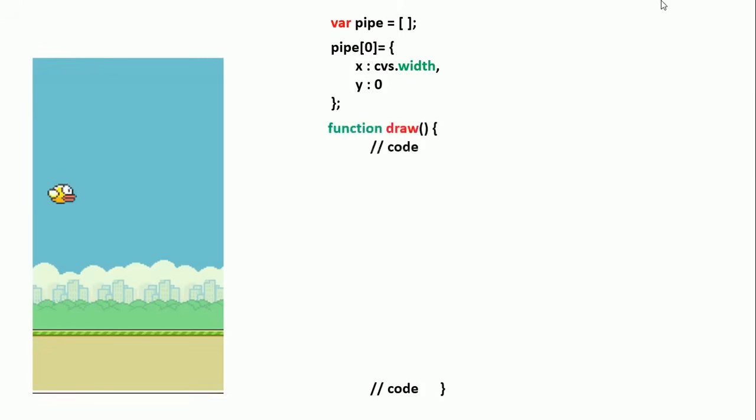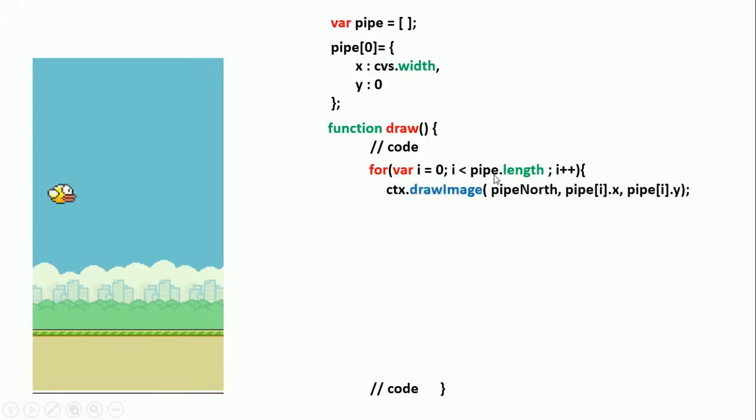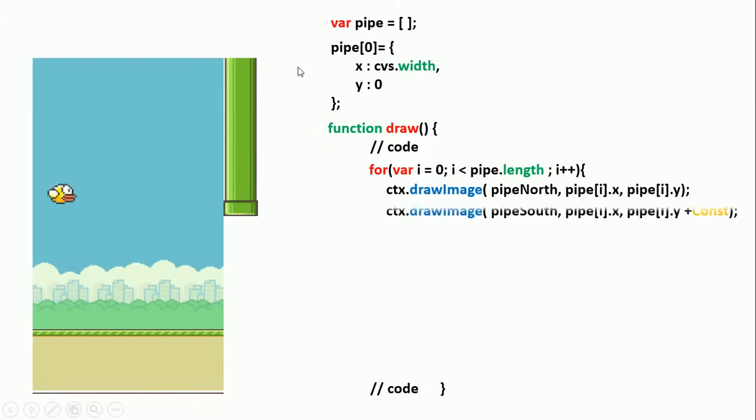Now inside our draw function, beside the code we already typed, we will use a for loop to loop all over the pipe array. So we will draw the pipe north, and its position is pipe[i].x, and its Y position is this. So we get, for example, the pipe north right here, because pipe[0].x has this X position, and pipe[0].y will have a 0 position. And for the pipe south, it could be right here.